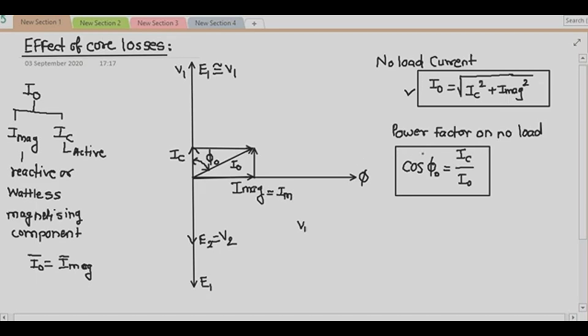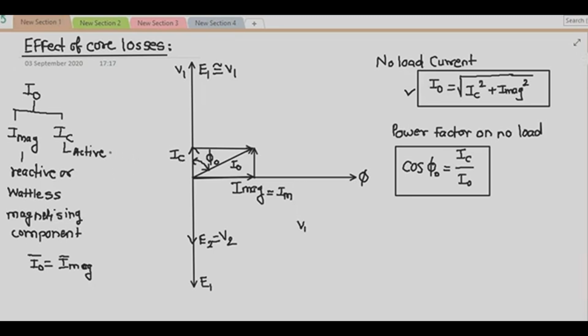Then what is the power factor on no load? Power factor on no load is nothing but cos of phi 0, where this is your phi 0 angle. So what is cos of phi 0? It is nothing but IC upon I0. The core loss component IC being usually very small as compared to your magnetizing component IM, the no load power factor of the transformer is very low.